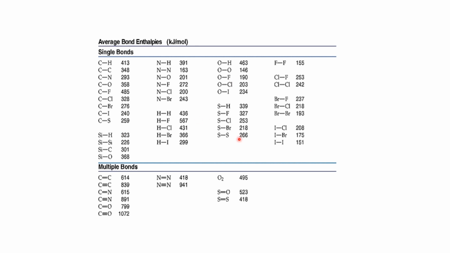So in this table, various bond enthalpies are given, like C-H bond enthalpy is 413, C-O is 358, while C double bond is 618, C triple bond is 839, and so on.